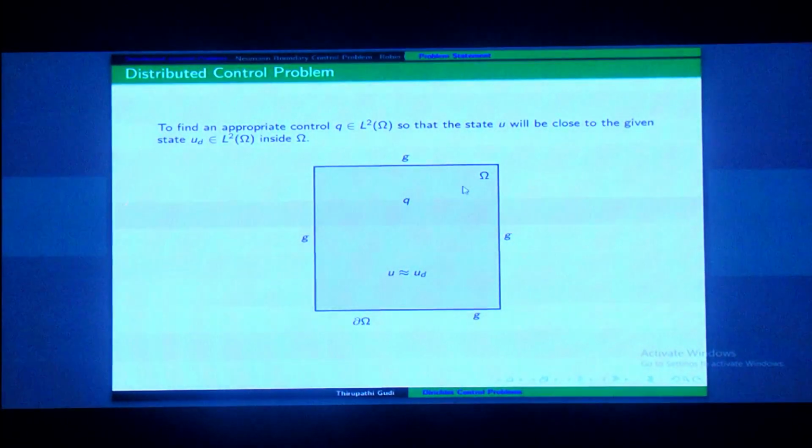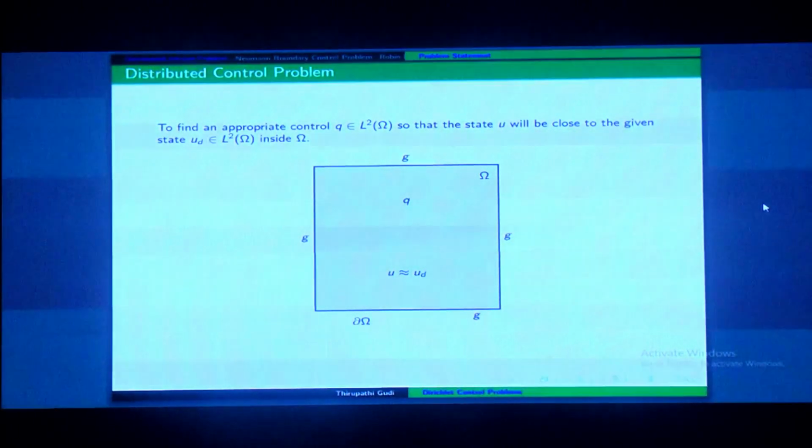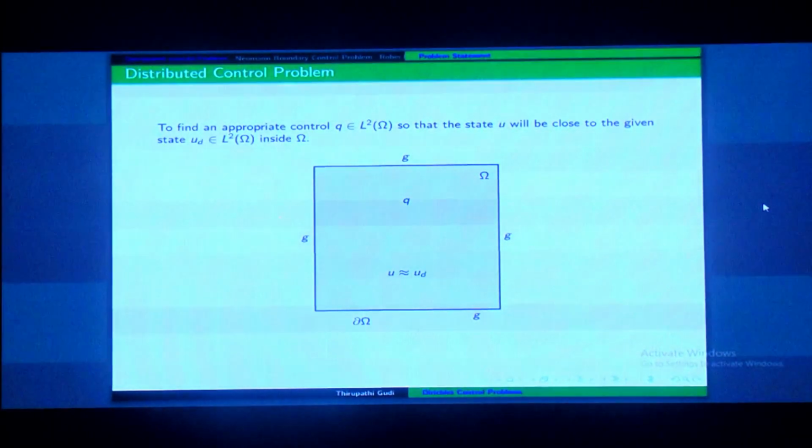For the first one, the distributed one, what it is asking for is that you have to look for U. U is the state. Think that we are sitting in a room. U is the temperature that we want to control. You bring the temperature U close to UD. UD is the desired temperature.